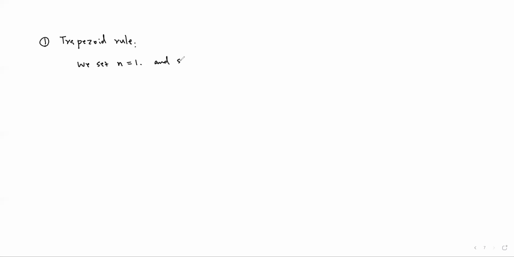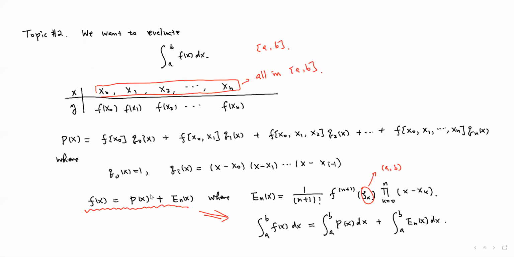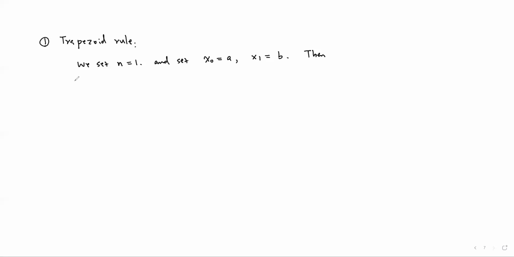And set x0 is a, integral from a to b. Now, the first node is a. The second node is b. Then let me call this equation 4. Then equation 4 is integral a to b.